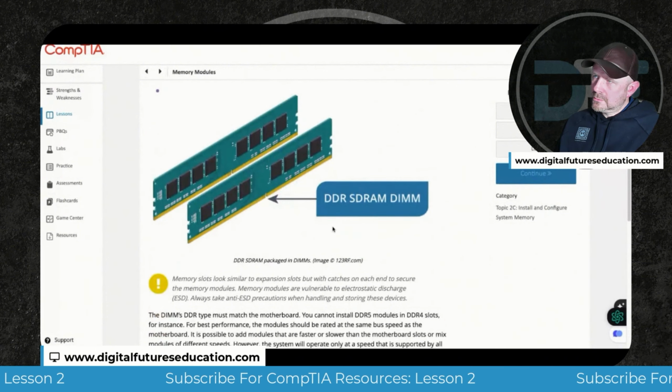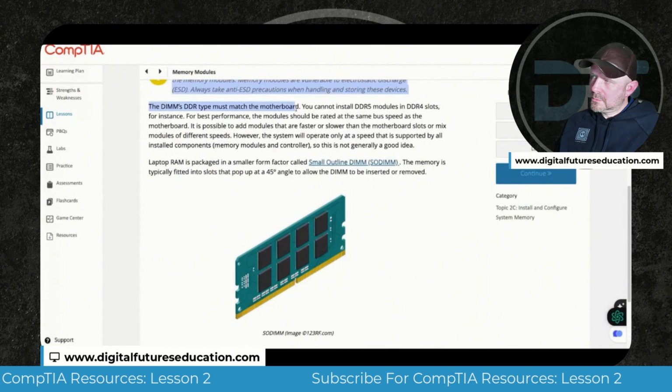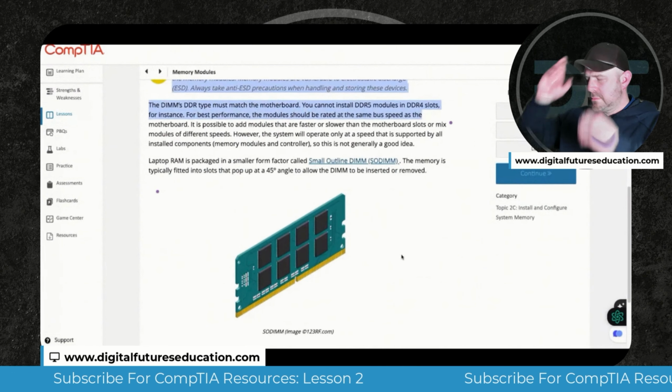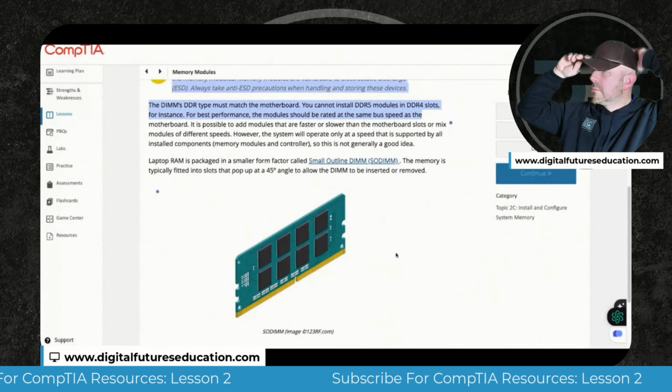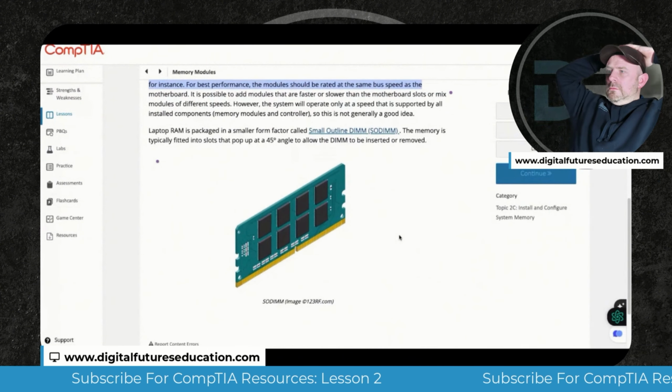Okay, see that the DIMM's DDR type must match the motherboard. You cannot install DDR5 modules in DDR4 slots. So if you're going to upgrade the RAM, just make sure you are picking the right kind of RAM. Also, same bus speed as the motherboard.